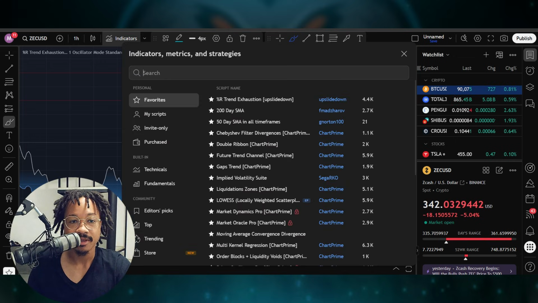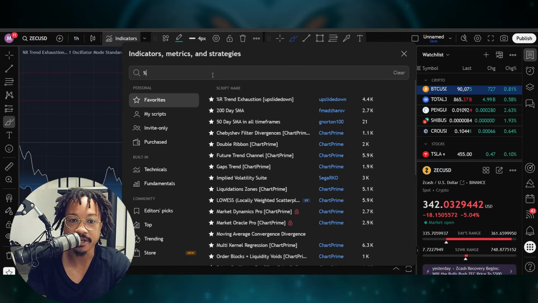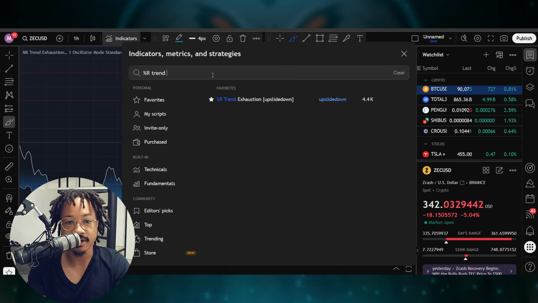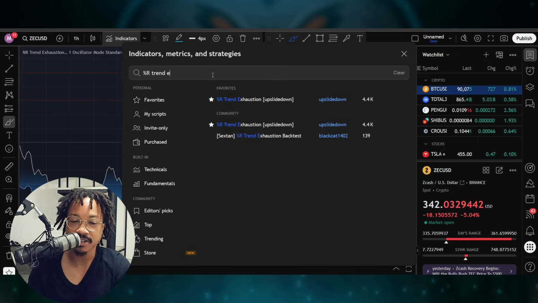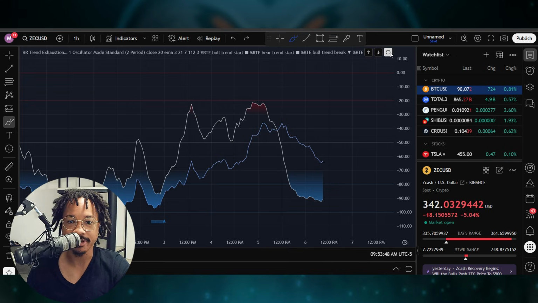And again, I always use this percent R trend exhaustion. It's a free gem essentially, a free indicator on TradingView. So it's very, very good, and I like it. That's what I use, it's pretty good. It's almost like using a stochastic RSI, but it's a little bit different. I really like using it.